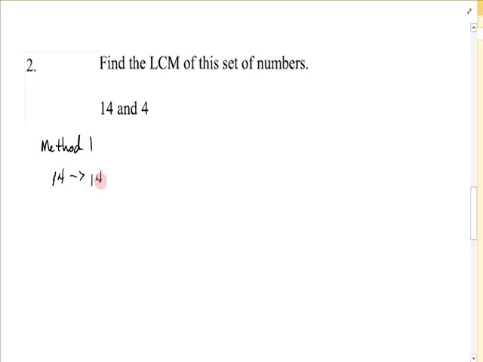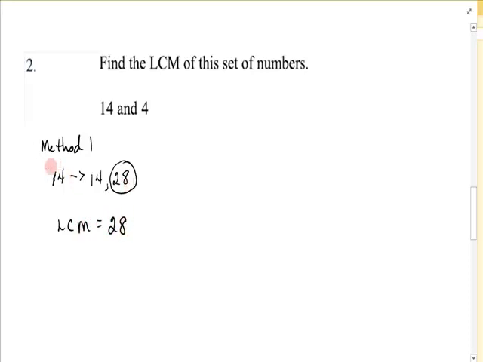14 times 1 is 14. Does 4 divide into 14 evenly? The answer is no. Next multiple, 14 times 2 is 28. Does 4 go into 28? The answer is yes. The least common multiple is 28.